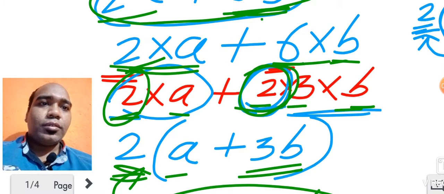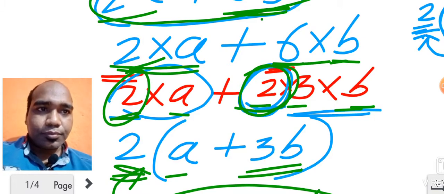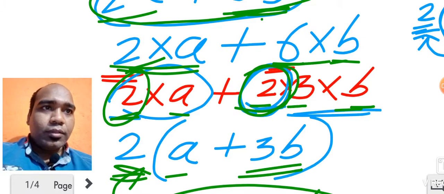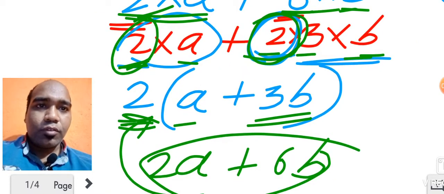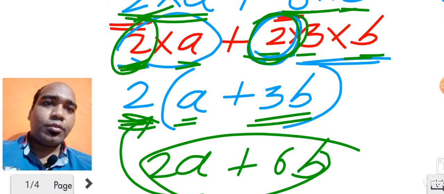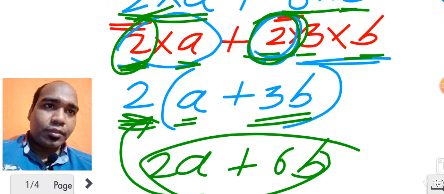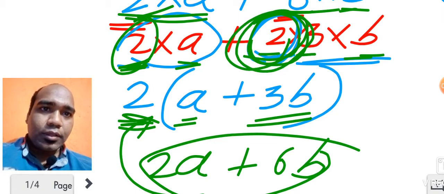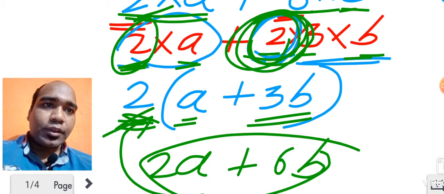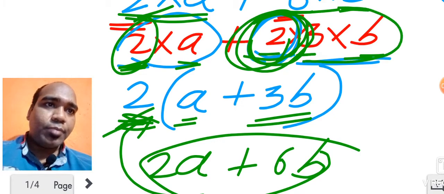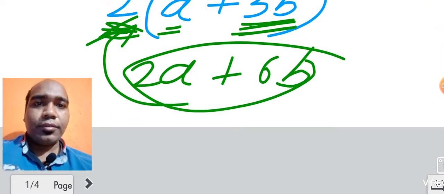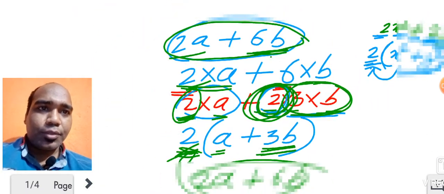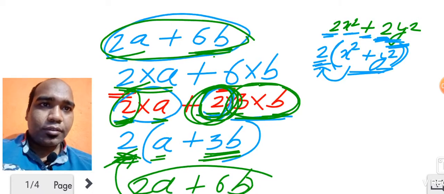Now, in both of these, here also and here also, we are getting 2. Okay. So this 2 we can take as common. We have taken 2 common here, and this 2 is multiplied by a. So we can write 2a plus, this 2 we have taken common, and the 3b part is left. So we have written here 3b. Got it?